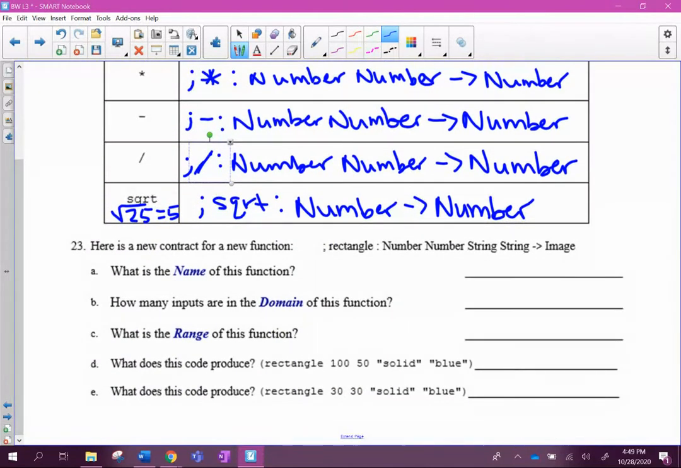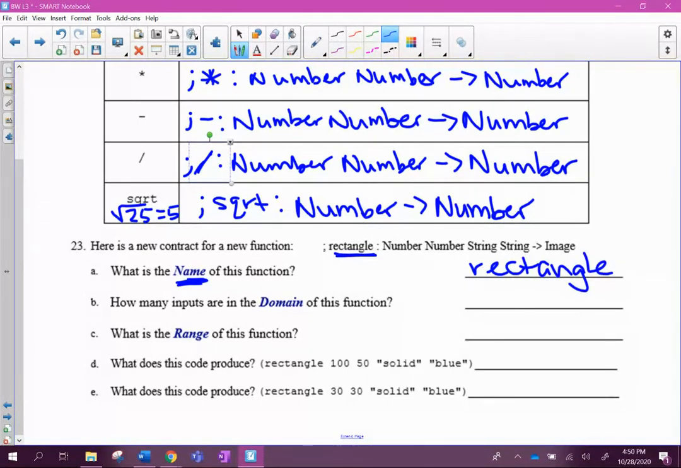Number 23. Here is a new contract for a new function. So we have semicolon, rectangle, colon, number, number, string, string, arrow, image. So what is the name of this function? Keep in mind, the name of the function is in between the semicolon and the colon. So the name of the function is rectangle.